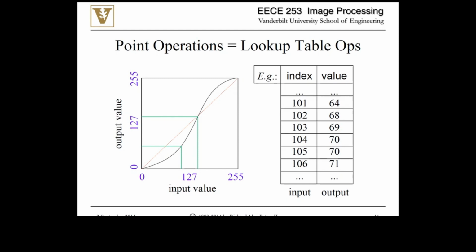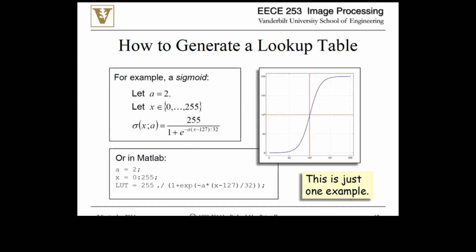So there is one possible way of defining these sigmoid functions. If I don't want to give you the lookup table, I can give you the analytical expression. The analytical expression, in this case, is that one. That function is called the sigmoid, and it has a few important parameters. The first one is the center. At x equal 127, the value is the maximum divided by 2.